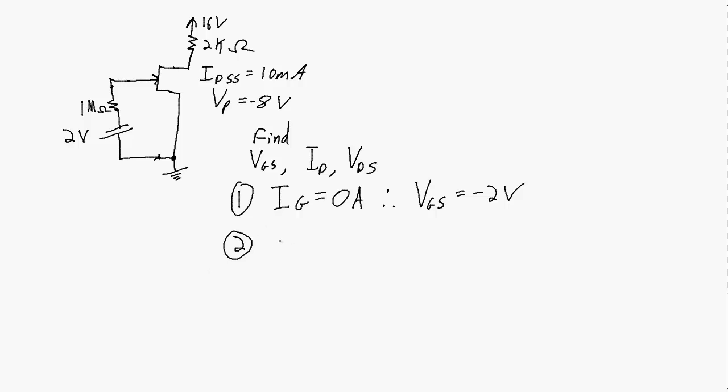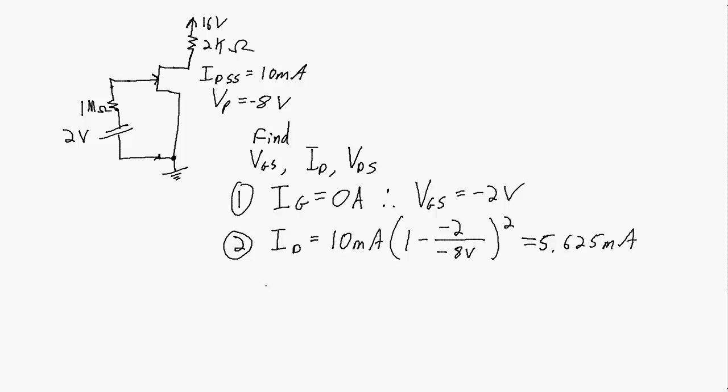Second thing, we actually have enough information here to figure out what the drain current is. We can use Shockley's equation. ID is equal to IDSS times (1 minus VGS, minus 2 volts, over VGS off, minus 8 volts) all squared. Plug those numbers into our calculator and we get 5.625 milliamps. We have the gate source voltage and the drain current, so we actually know what point on the transfer curve we are at. But the final thing that we want to figure out is the VDS.